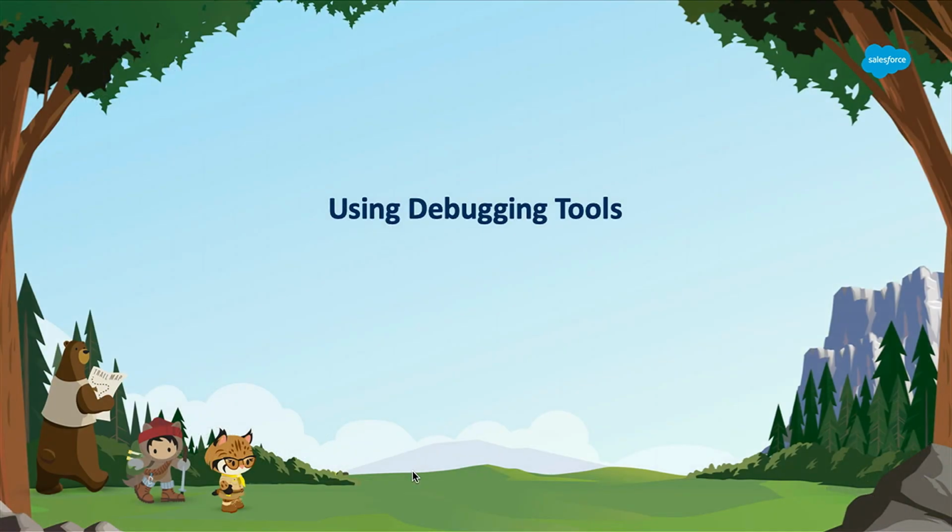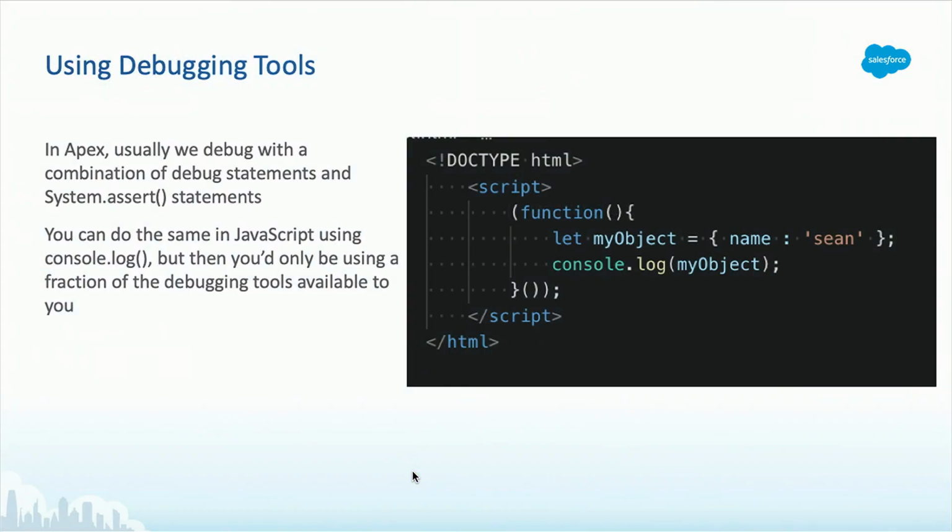All right, let's change gears a little bit, and we're going to hop into some debugging tools in JavaScript, and this is a little more fun. Now, in Apex, you usually debug with a combination of system.debug statements and system.assert statements, and then run the code and look at the log or see where it crashes when it hits the false assertion. You can do the same in JavaScript using console.log, but as a result, you'd only be using a fraction of the debugging tools available to you. In Apex, when we debug, we run a thing and look at the aftermath. In JavaScript, it's all running in your computer, so you actually have more flexibility.